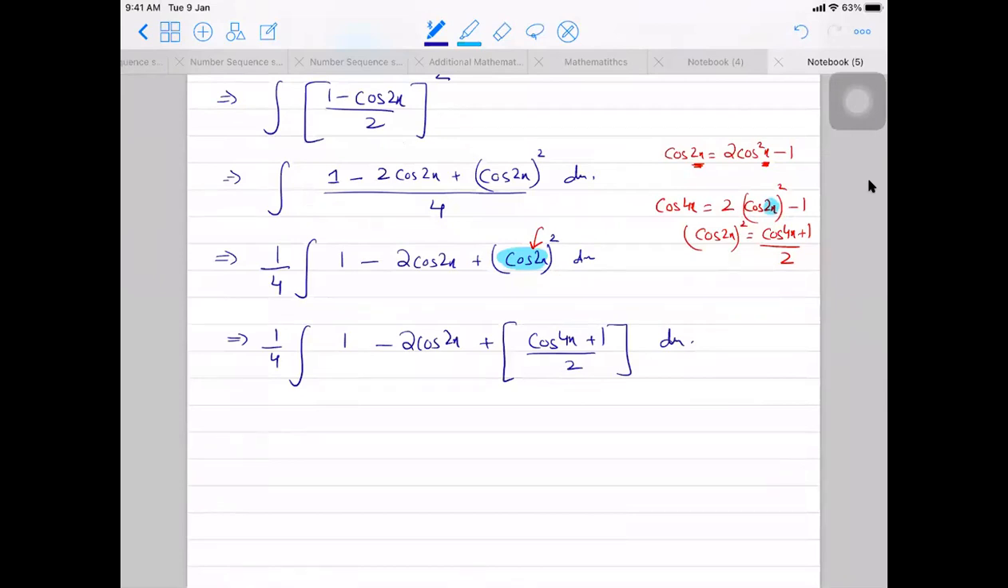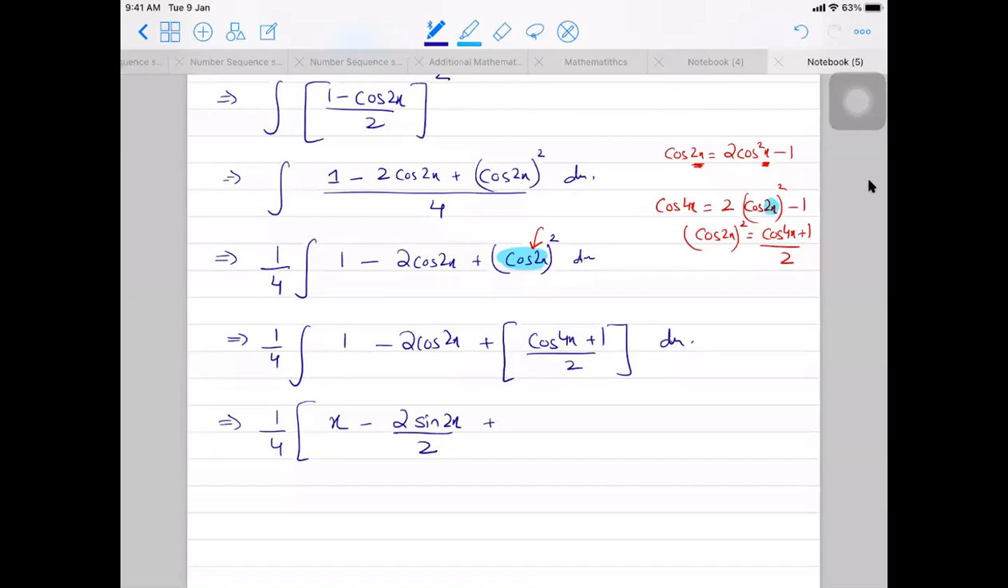Now I can integrate that. Integration of 1 is going to be x. Integration of 2 cos 2x is going to be 2 sin 2x upon 2.